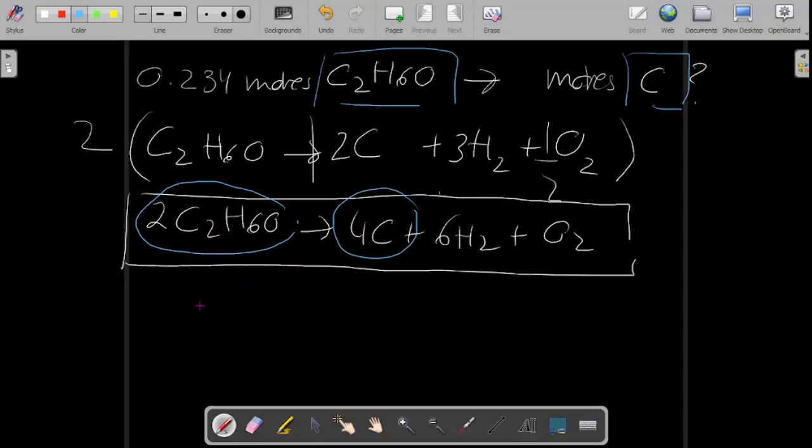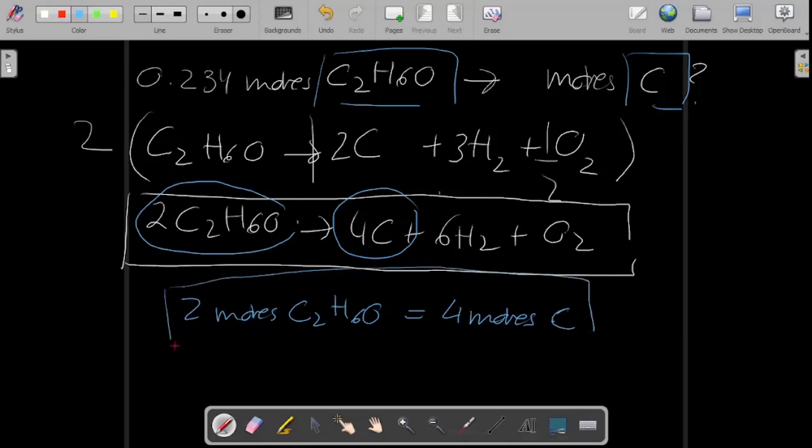Let's write this. The recipe says that 2 moles of this hydrocarbon, well actually, that's an oxygen, it looks like a 6, will produce 4 moles of carbon. Okay, this is what the recipe tells me. Now that I know how to put them together, I can do math. I'm going to have to get another page.